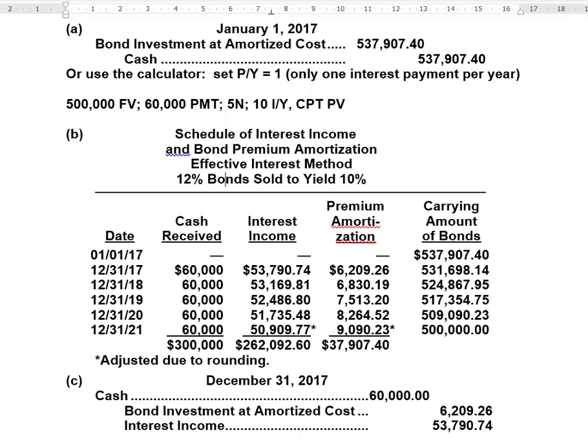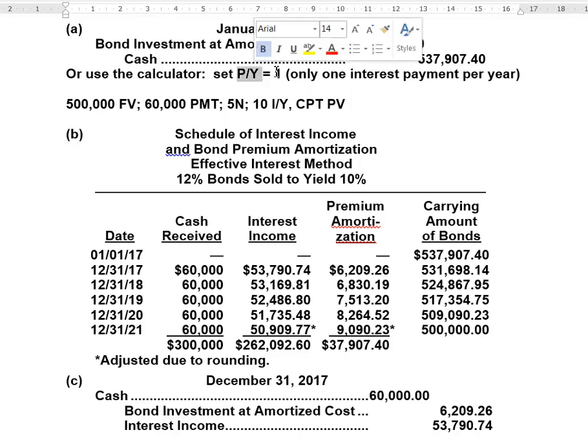So let's begin. Our question said to make the journal entry to record the bond investment. Now, you'll have to remember in this case that we're making the entry on the investor's books. So they happen to give you the amount that you paid as the investor for the bond in the question. But if you weren't given that, you could use your calculator to do it.